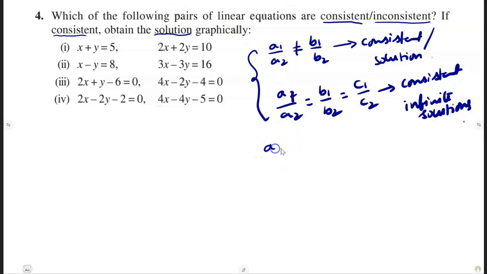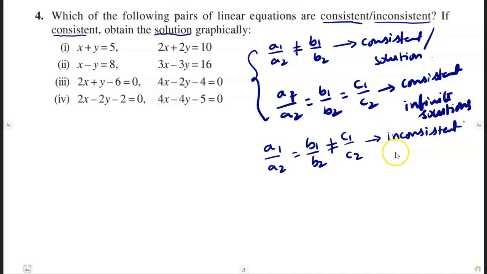Otherwise, if you find a1 by a2 is equal to b1 by b2 but not equal to c1 by c2, then you need not find the solutions, as they are inconsistent. If they are inconsistent, you need not find the solution because they are parallel lines and they don't have any solution. Okay, let us come to the first question now.